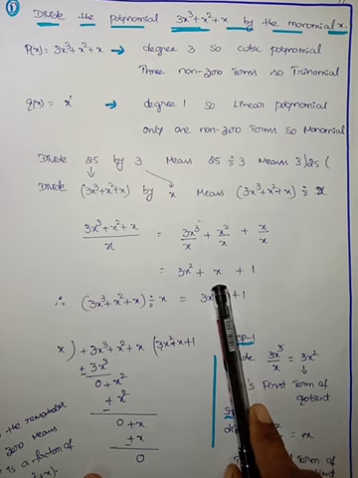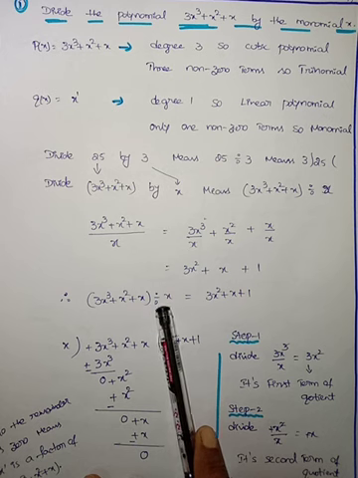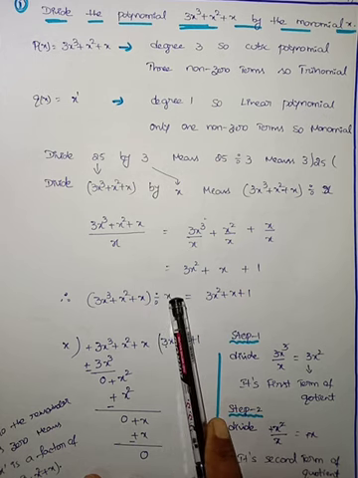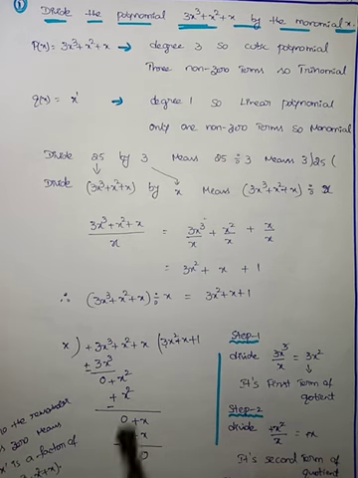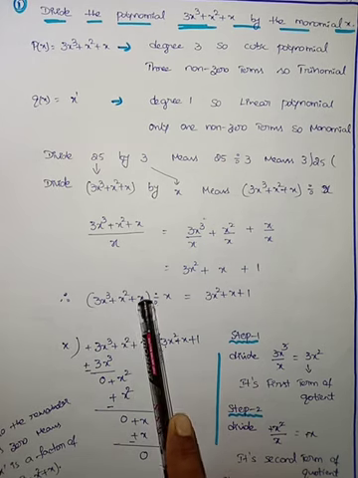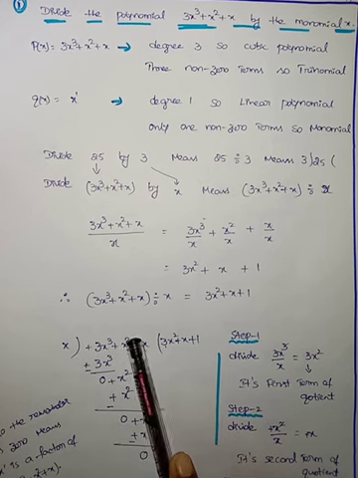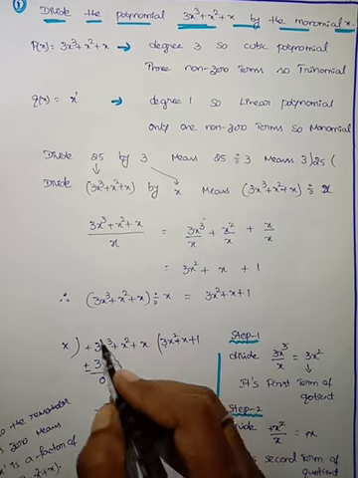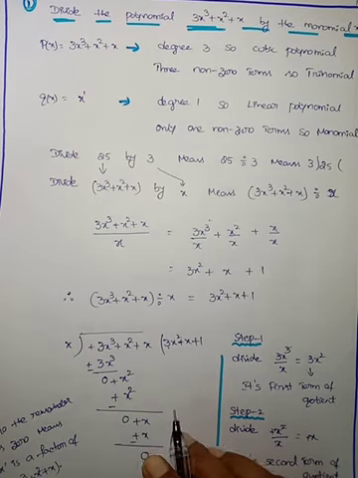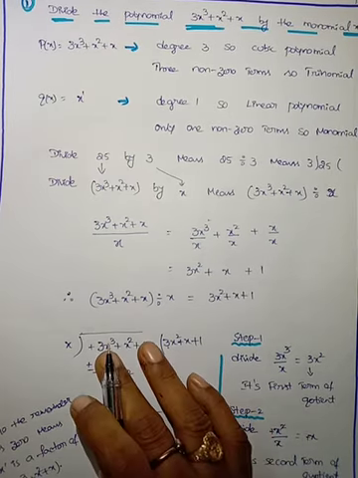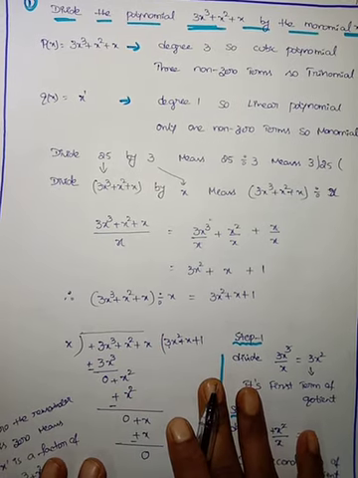Now we have to see another method. 3x cube plus x square plus x divided by x, where x is the divisor. I write it on the left side of the bracket. 3x cube plus x square plus x is the dividend. I write it on the right side of the bracket, or you have to write it like this. Now, how to divide one polynomial by another polynomial? I already said how to divide it.